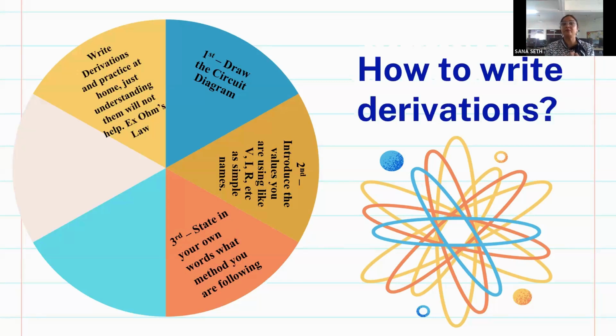Then state in your own words what method you used. You are allowed this freedom. You can say in your own words, I first use one cell, then I use two cells, and then I use three cells. I note the value of V and I. This is something after you understood, you can write in your own words. Then with the observation, very important, you see that the VI graph is a straight line passing through the origin. And finally, the actual statement, the actual Ohm's law.